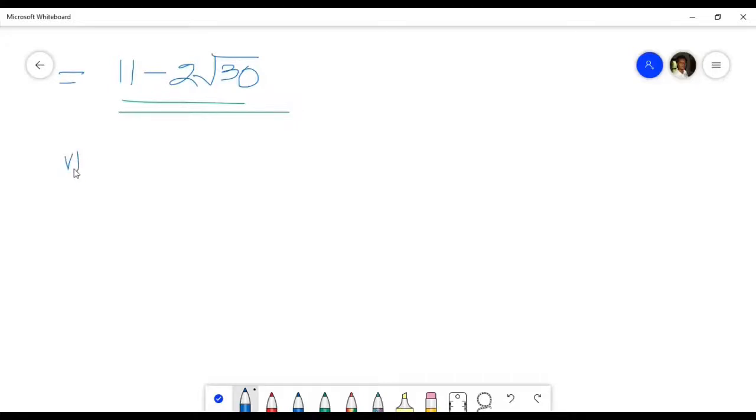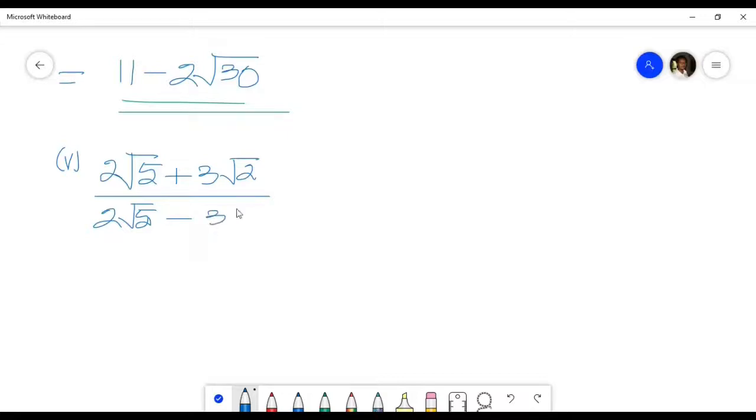Question number 5. What are we learning? We are learning to rationalize the denominators. So let us see this question. 2 root 5 plus 3 root 2 divided by 2 root 5 minus 3 root 2. You know what to do, right?